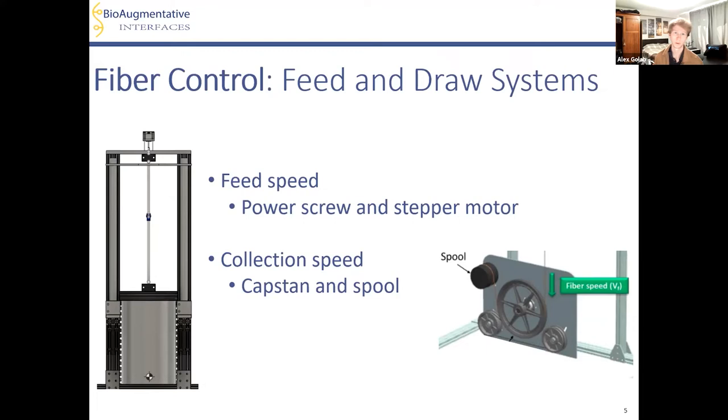The precise control of temperature, feed, and draw speeds results in a tower with the ability to produce finely tuned fibers, which, combined with the great accessibility it aims to provide, will allow for wider access to these fibers, opening the door for their use in further studies.